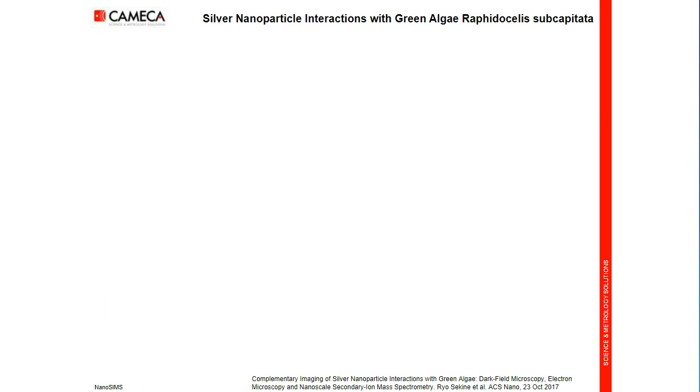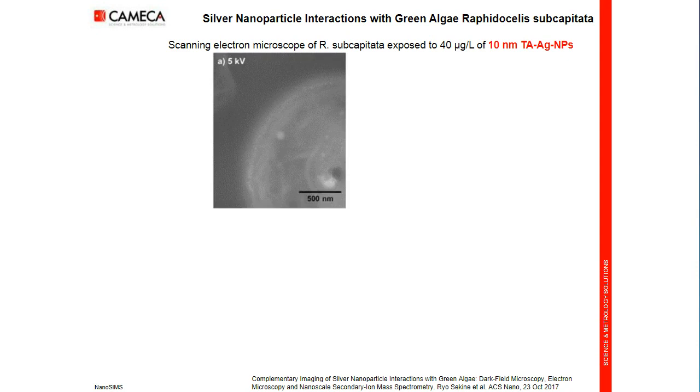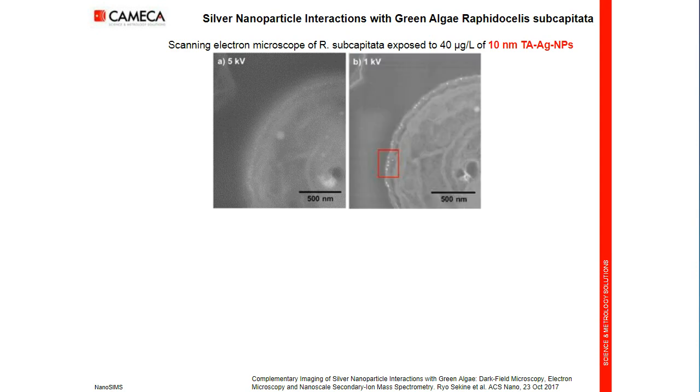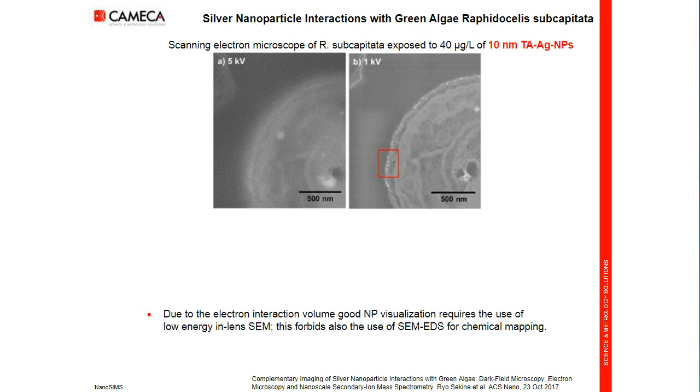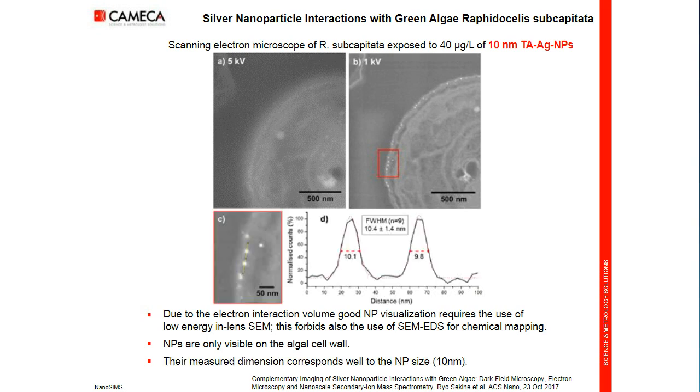Now we see algae cells exposed to the smallest nanoparticle, 10 nanometer size. And the SEM images at 5 keV do not show a clear signal. So lowering the impact energy down to 1 keV shows a better signal, reducing the interaction volume with the nanoparticles. And we see, zooming on these particles, that their size is well of the expected dimension.